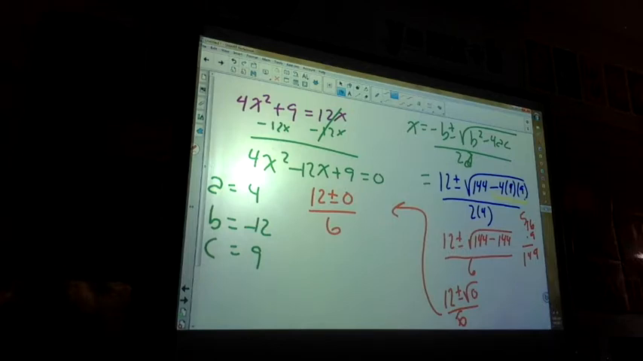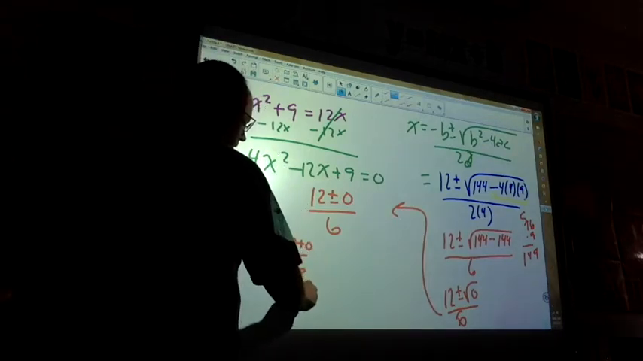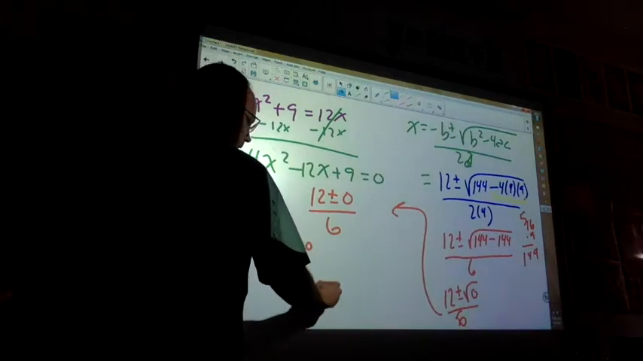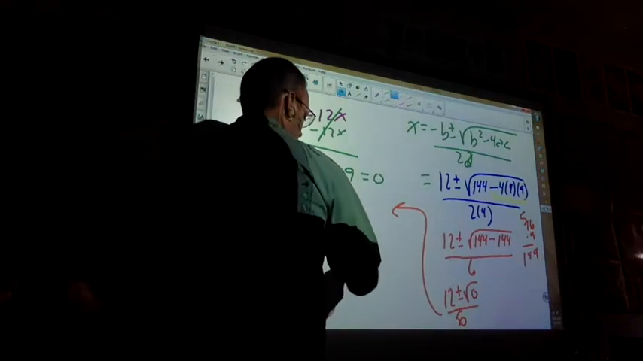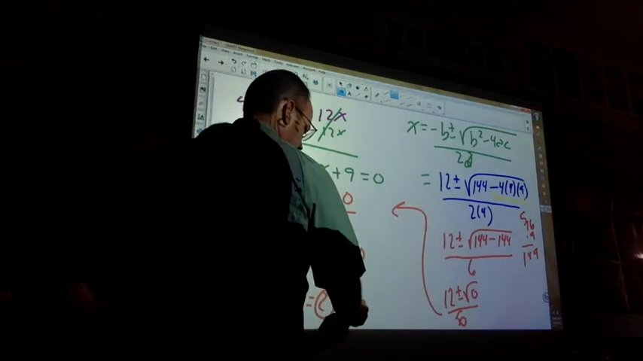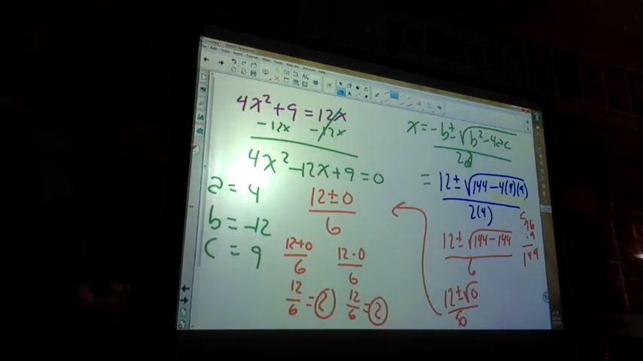12 plus 0 is 12. 12 minus 0 is 12. So I get 12 plus 0 over 6. That's 12 over 6, which equals 2. 12 minus 0 over 6. 12 minus 0 is 12 over 6, which is? 2. So 2 and 2 are your answers.